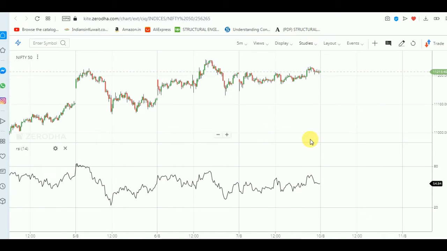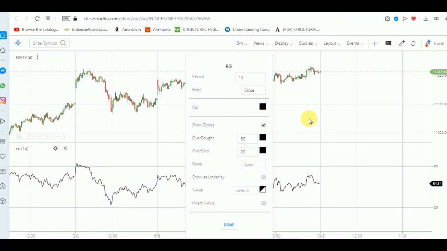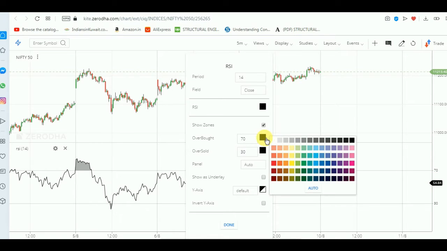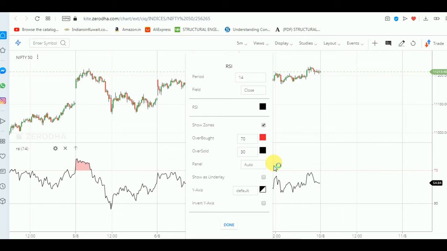But here it is showing as 80 and 20, but usually traders use 70 and 30. So 70 will be the overbought level, and 30 will be the oversold level. Accordingly you can see the changes, 70 and 30. You can also change the color in case you want better clarity.